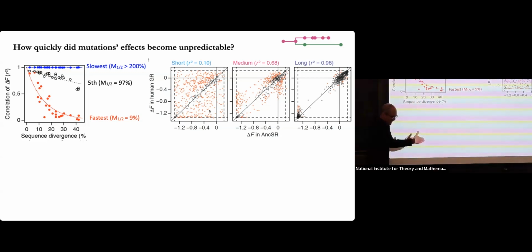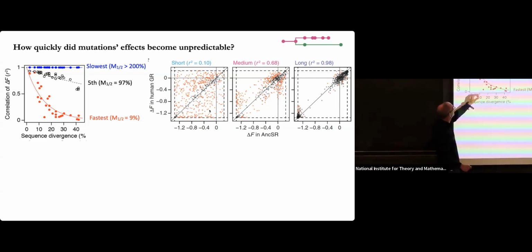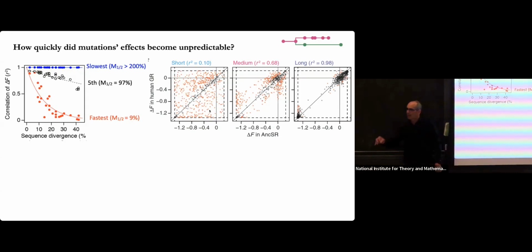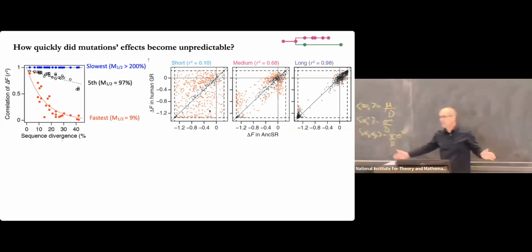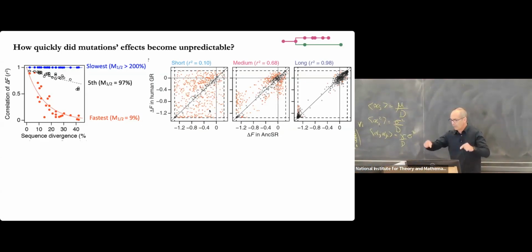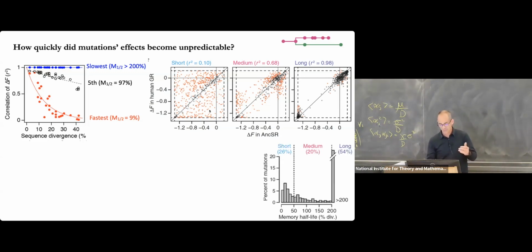And we can do that at each point along the phylogeny, and we can plot sequence divergence versus decorrelation and ask, what's the memory half-life? What is the degree of sequence divergence at which a mutation is half decorrelated from its ancestral effect? Okay, so this is basically the rate at which its memory of the ancestral effect is lost.